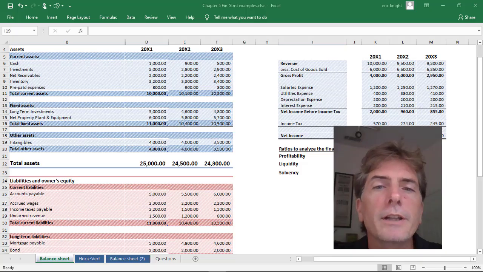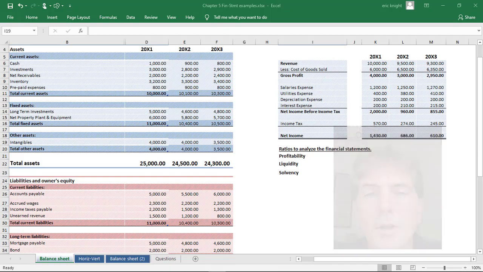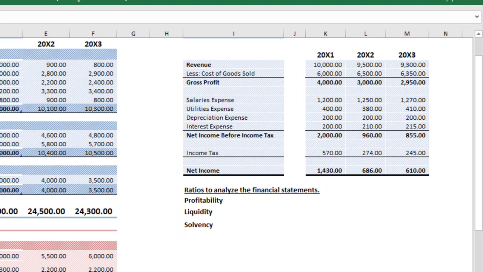In this lecture, we're going to look at ratios and how we can use ratios as an excellent tool to better understand the financial statements. There are three key areas that are often looked at to understand an organization: the profitability, the liquidity, and the solvency. Now, we can see that the company is profitable, $610, but let's get a deeper understanding of that.